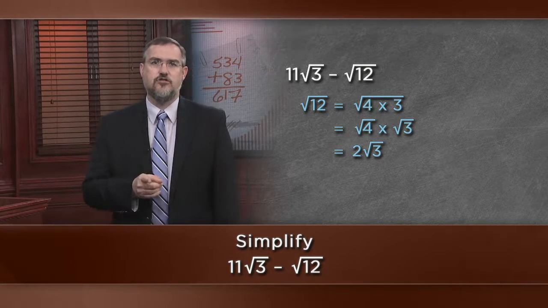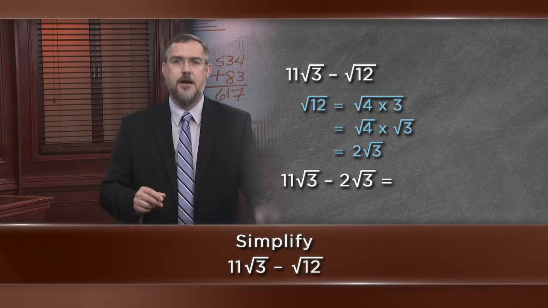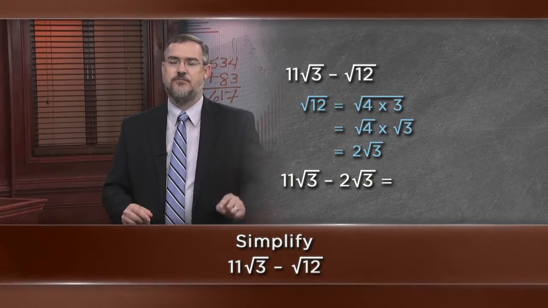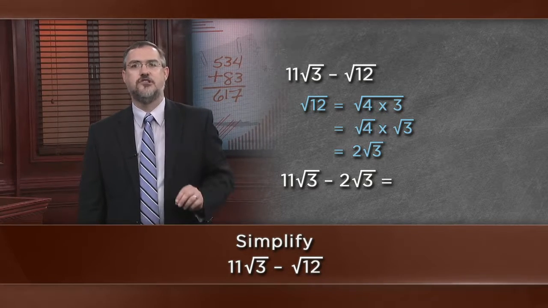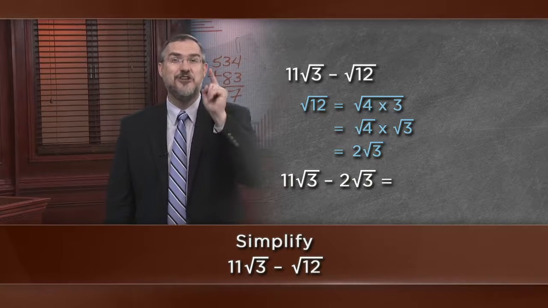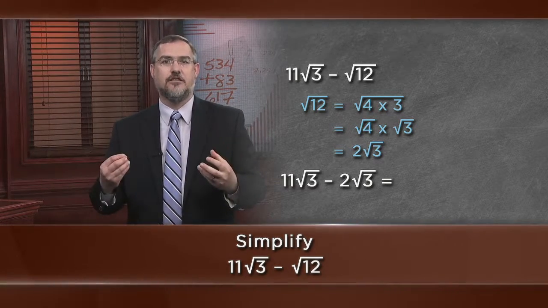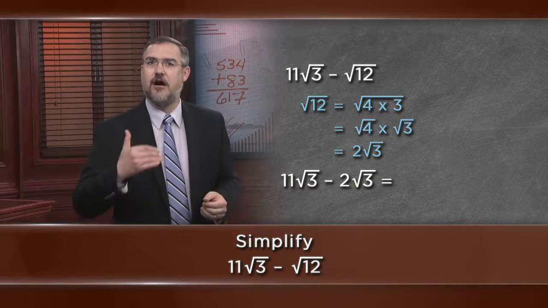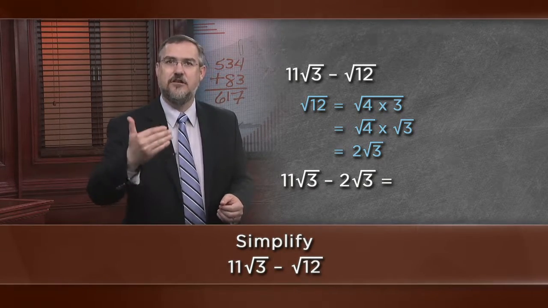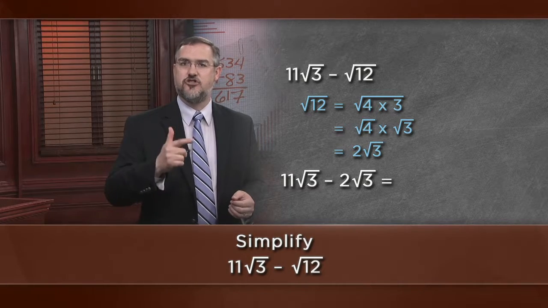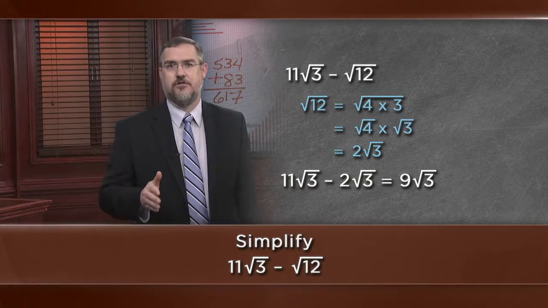That means that the original problem can be rewritten as 11 times the square root of 3 minus 2 times the square root of 3, because the square root of 12 equals 2 times the square root of 3. Aha! Notice now that we have like terms. Both terms have a square root of 3 in them. And I know that 11 minus 2 equals 9. So then 11 times the square root of 3 minus 2 times the square root of 3 has to equal 9 times the square root of 3.